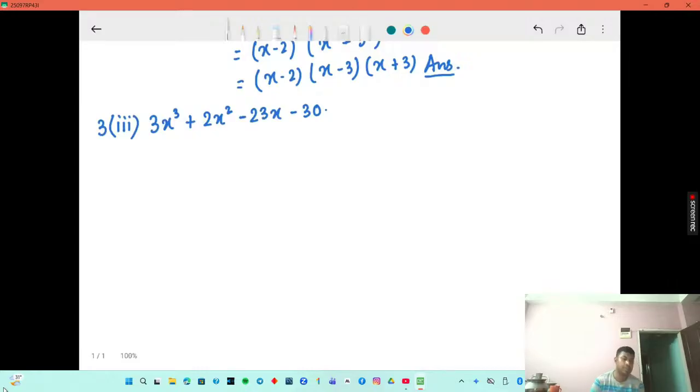So can you say what the remainder is? You can see the constant part of this expression is minus 30. What is minus 30? It is the constant part of this expression.